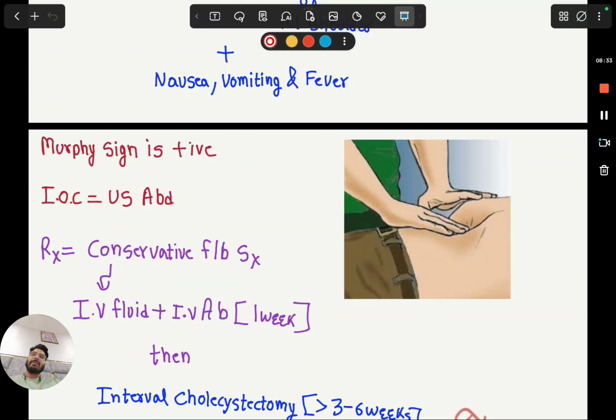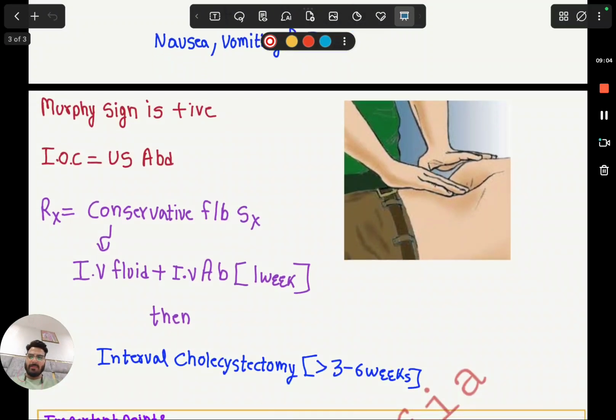What is Murphy sign? When we palpate the abdomen, we should every time start from the non-pathological part, that is the left side. We start from the inguinal area, then come up, and then go to the right side. Whenever we drag our fingers under the rib, we ask the patient to take a deep breath. Then suddenly the patient will catch his breath because it is very painful.